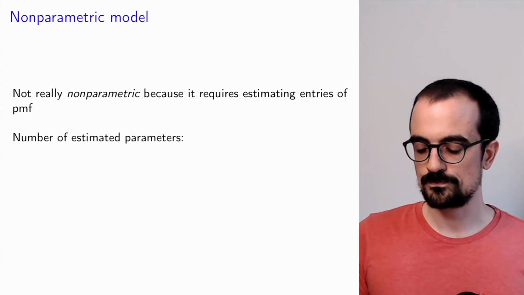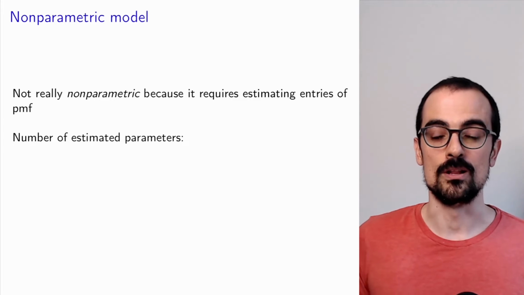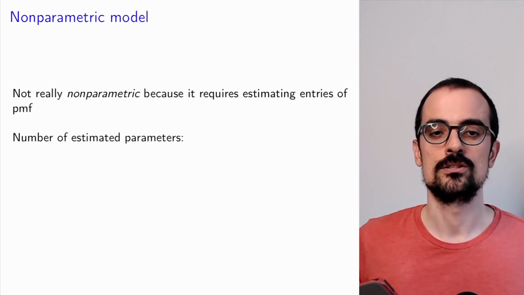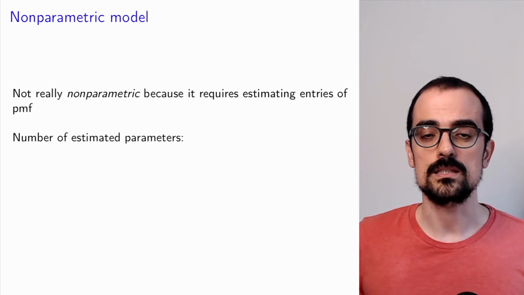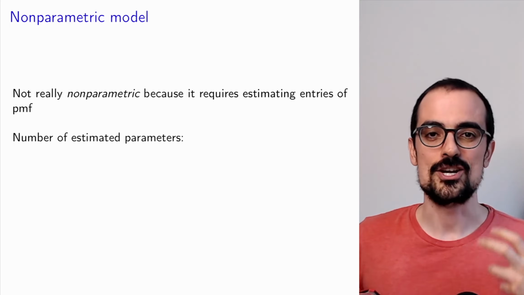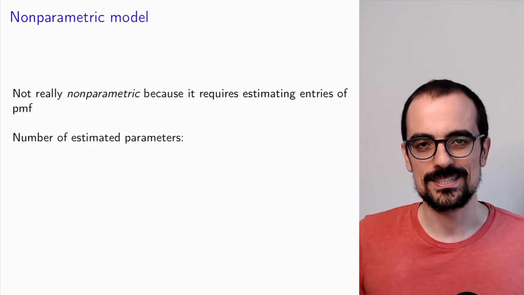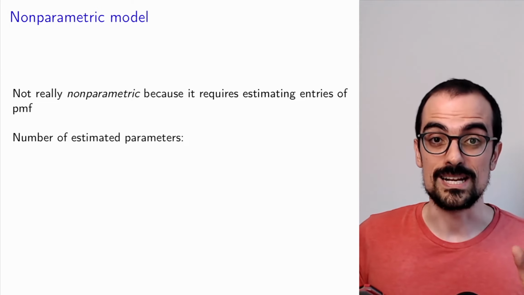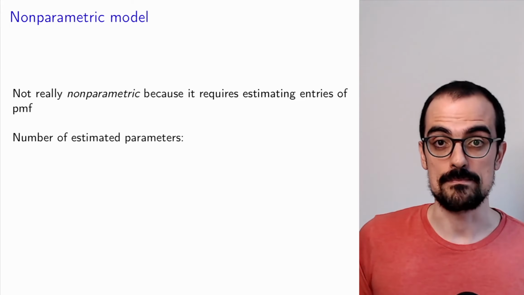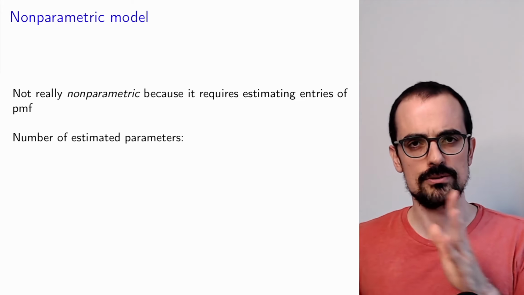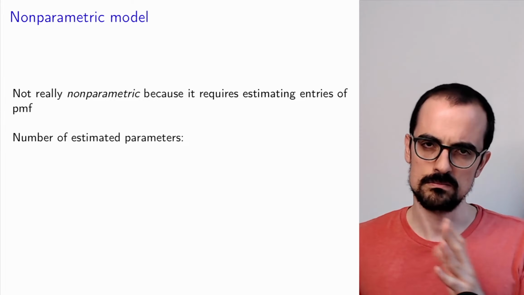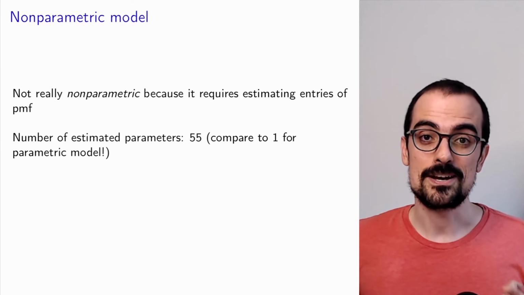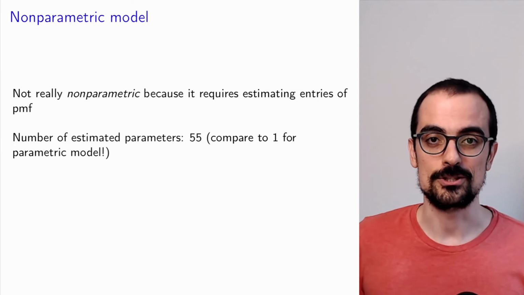All right, so first let's take a look at the non-parametric model. Before seeing the results, I think it would be good to review the pros and cons of this model. First, we have to say that even though we call this a non-parametric model, it's not really non-parametric in the sense that you don't estimate parameters. Of course, we're estimating stuff. We're estimating every single entry of the PMF. In our free throw example, we're considering streaks up to length around 55. So we're estimating 55 numbers, as opposed to one number for the parametric model.